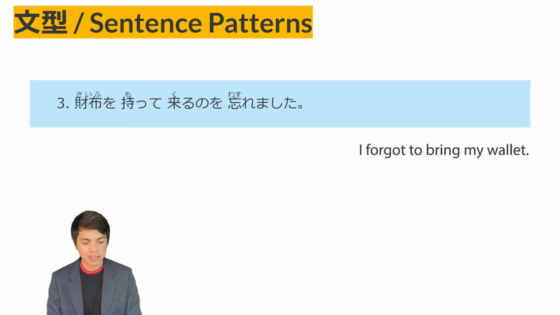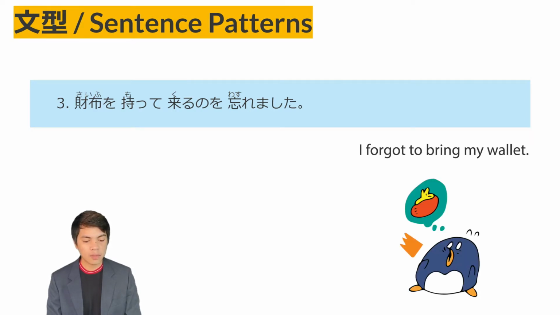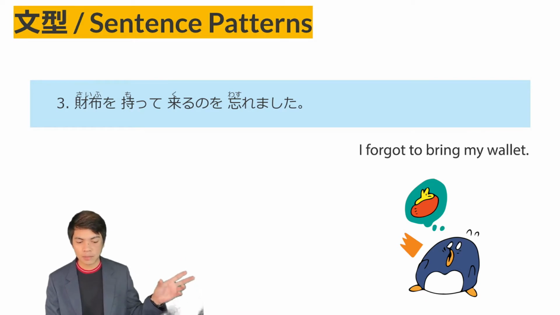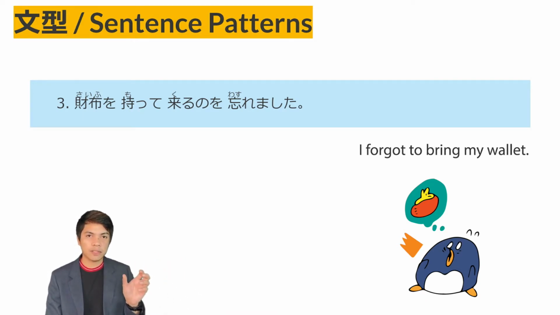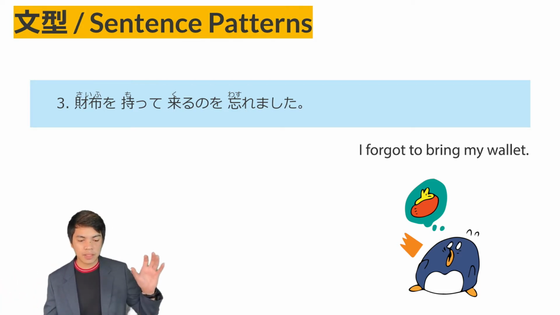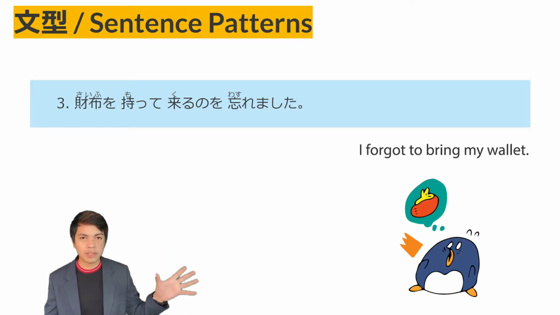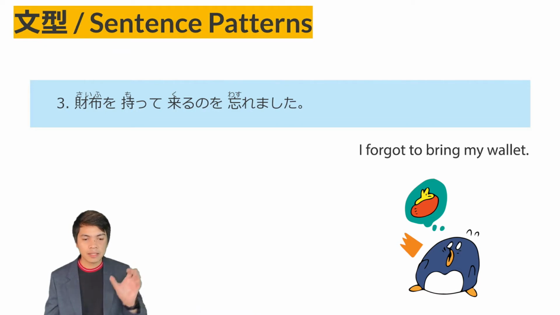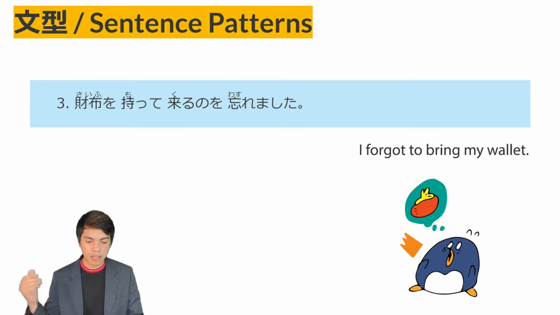Sentence pattern number 3. Saifu o motte kuru no o wasuremashita. The verb wasuremasu or wasuremashita uses the particle o for its object. Now, saifu o motte kimasu, to bring a wallet. Then kuru, the dictionary form is kuru, plus particle no. It now becomes a noun. And with the use of particle o, we can use the verb wasuremasu. So, wasuremashita, I forgot. What did I forget? Bringing my wallet. Saifu o motte kuru, bringing my wallet.